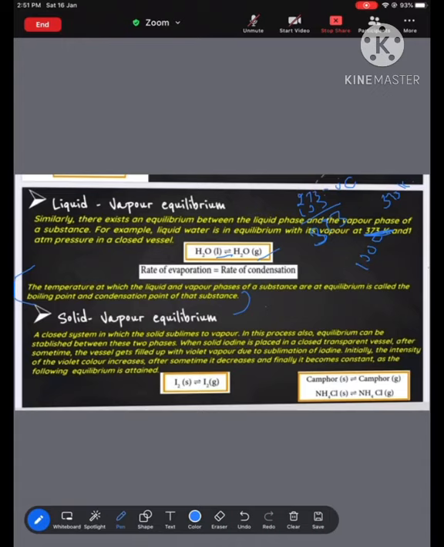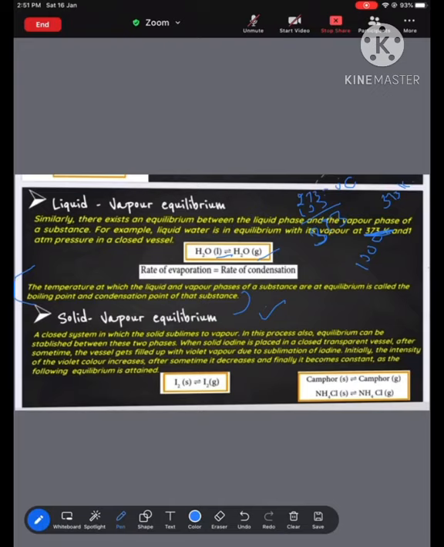When they ask you to define boiling point or condensation point, you will give this definition. The temperature at which the liquid and the vapor phases of the substance are at equilibrium is called the boiling point and the condensation point of that particular substance. The third type is the solid vapor equilibrium. There are a few systems which turn directly from solid to vapor phase. Such systems will come under this kind of equilibrium.